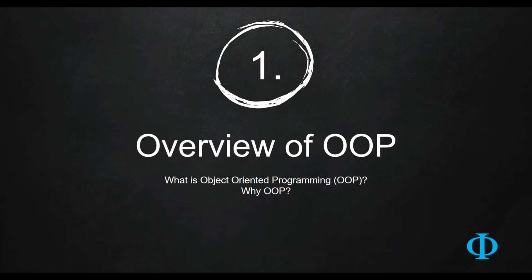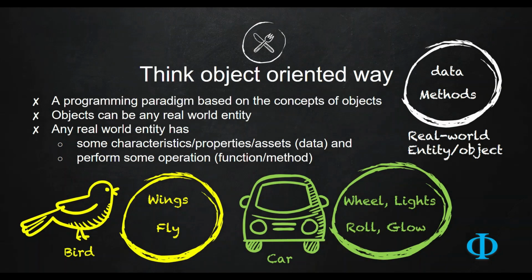Now let us learn a brief overview of object-oriented programming. What is object-oriented programming? Why do we need object-oriented programming? So object-oriented programming is basically a programming paradigm that is based on the concept of objects. And what are objects? Objects can be any real-world entity.